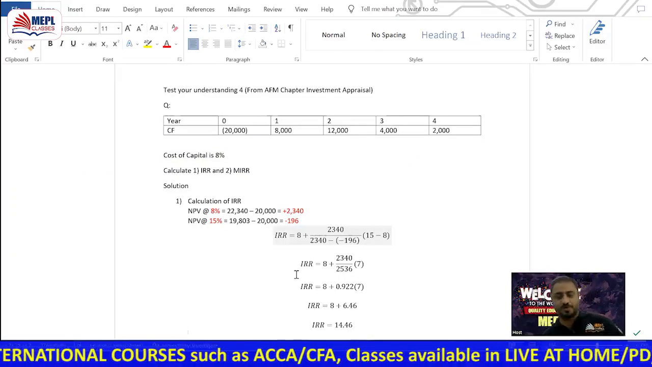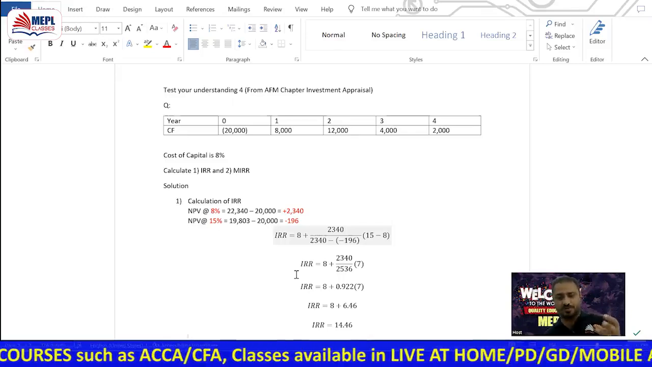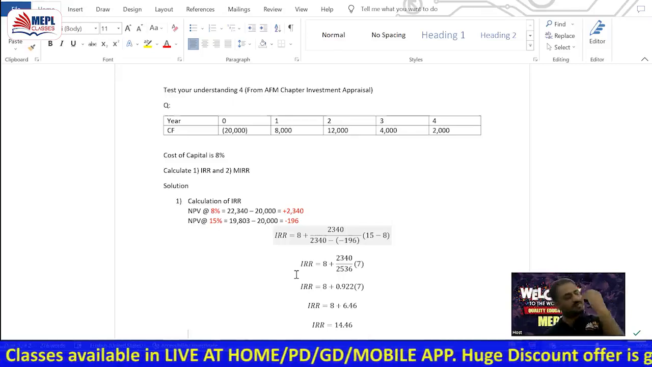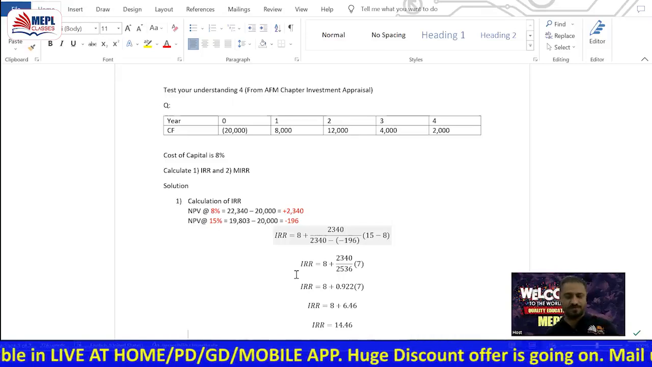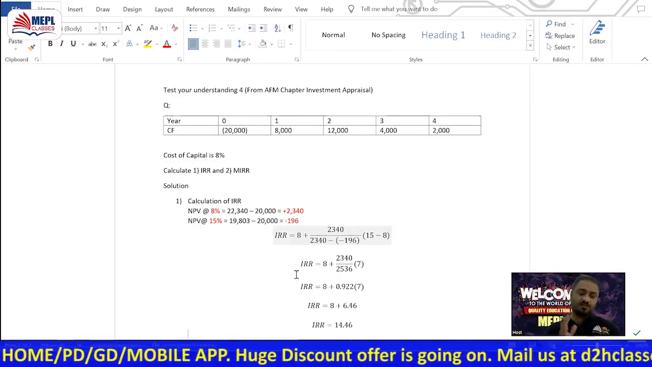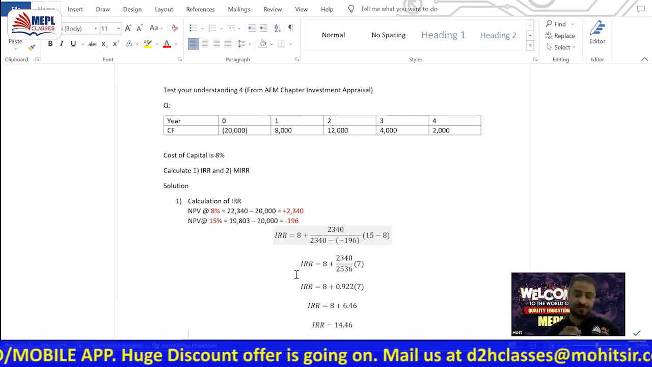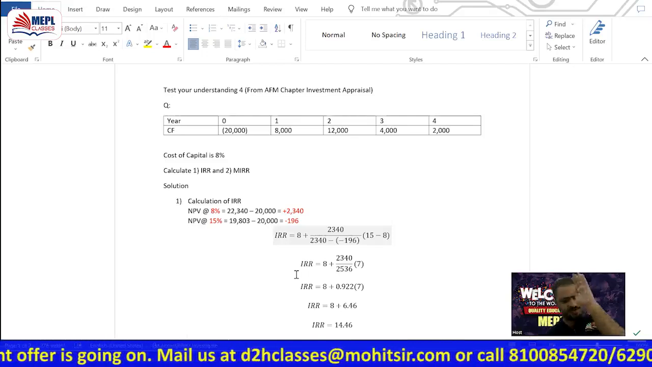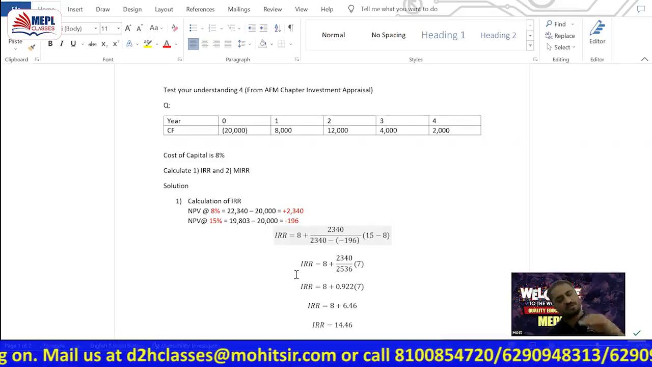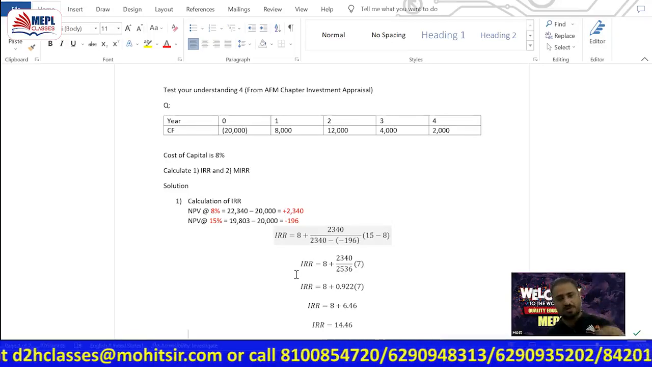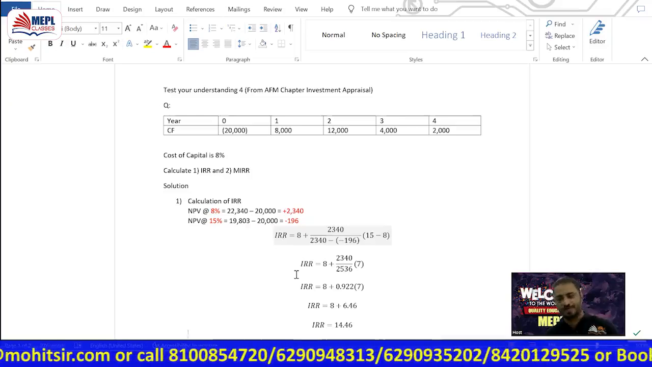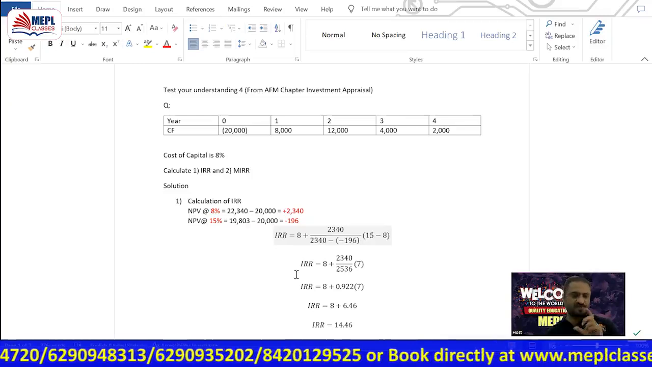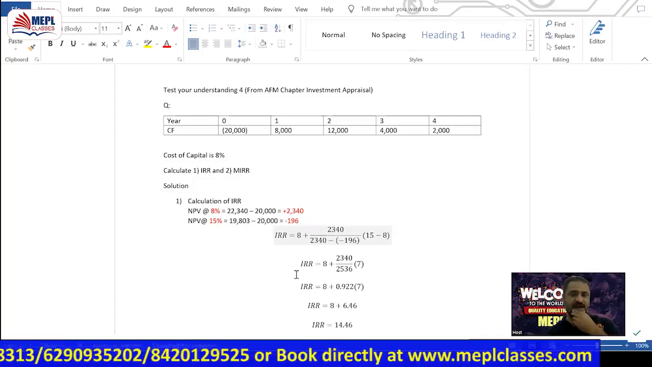So if anybody wants to earn 10%, 12%, 13%, 14%, say, then this project is for you. Put your money here, you will benefit. But if someone wants more than 14.46%, say 15%, 16%, 17, 18, 20%, tell them this project is not for you. This project will not earn more than 14.46% for you. This is as simple as it is. So this is the concept of IRR.